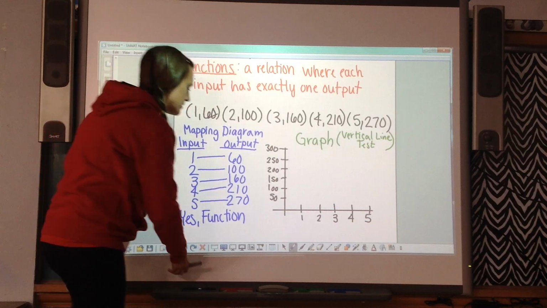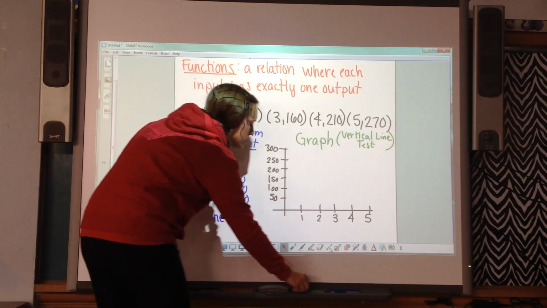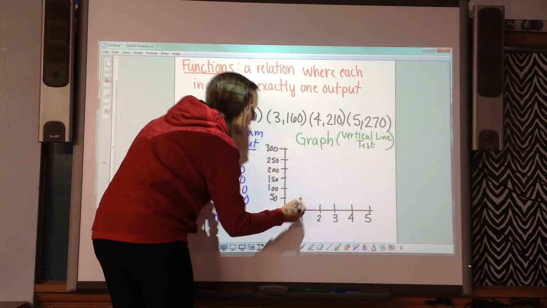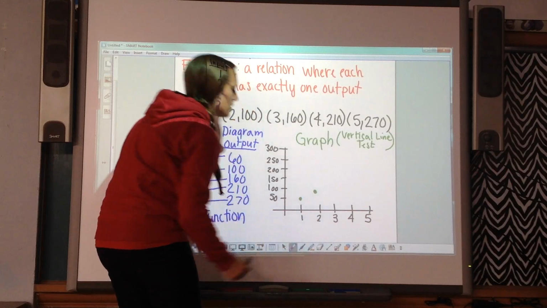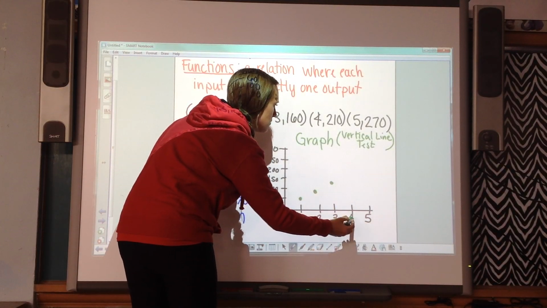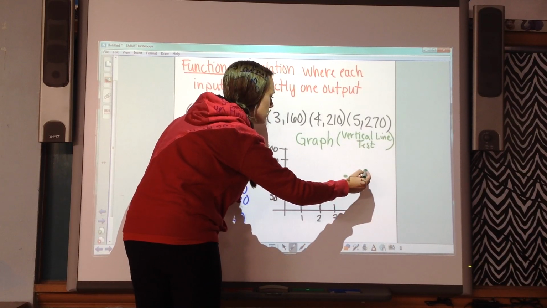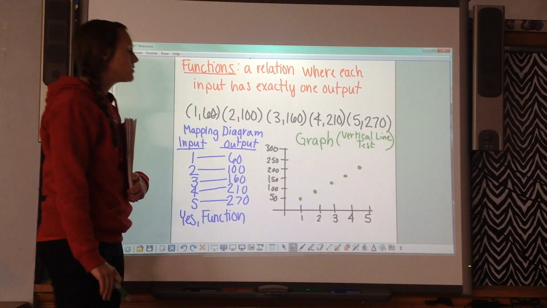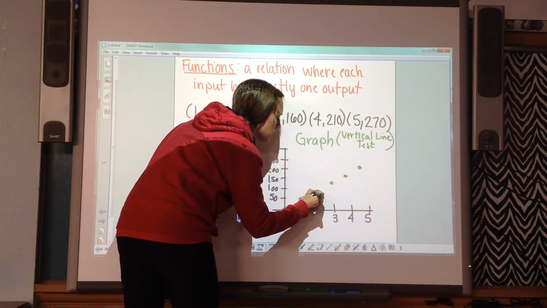Now I get to plot these points. So I have (1, 60), (2, 100), (3, 160), (4, 210), and (5, 270). When you're checking to see if it's a function, you are going to connect these points.